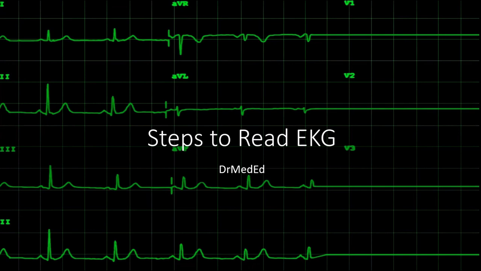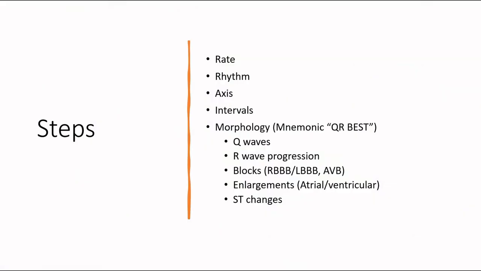Today we'll be talking about steps to read EKG. So 5 things are needed to read an EKG adequately, and that includes rate, rhythm, axis, intervals, and morphology. Within morphology, there are 5 other things as well, and that can be memorized by using the mnemonic QRBEST.